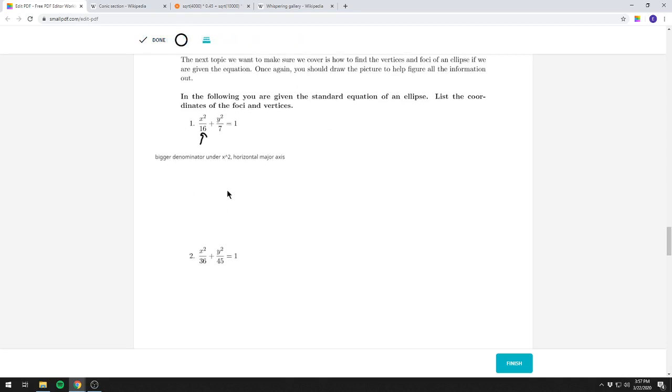And I do recommend, once again, just drawing a little sketch out. Don't have to be too precise, but it's definitely very helpful moving forward. We have an ellipse. The horizontal axis, or the x-axis, is our major axis. The vertices are at the edges here, so there's going to be one right there, one right here, and the foci are somewhere in between.